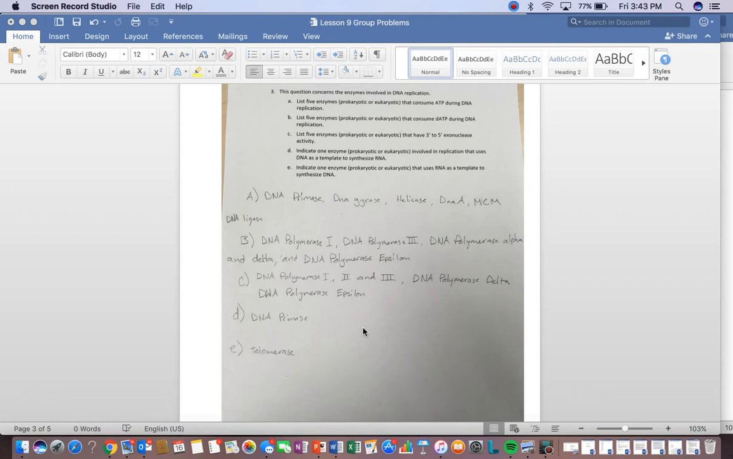Indicate one enzyme that is involved in replication that uses DNA as a template to synthesize RNA. This would be DNA primase. And finally, indicate one enzyme that uses RNA as a template to synthesize DNA, which is telomerase.